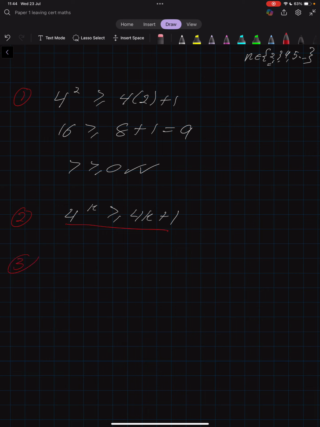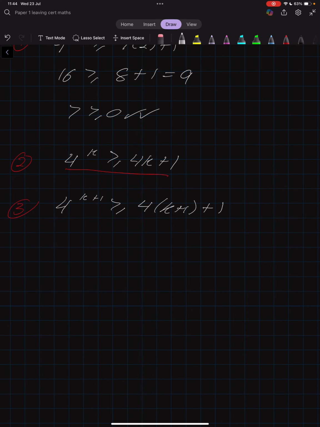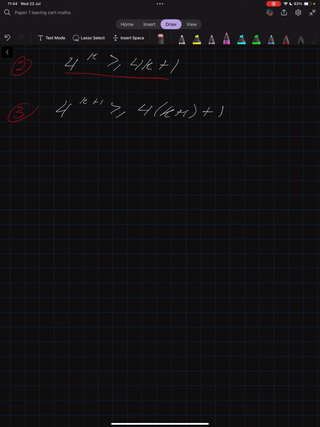Third step, because this is true, I need to show that 4 to the power of k plus 1 is greater than or equal to 4 times (k plus 1) plus 1, like this. Okay? Now, these inequalities are quite hard. I'm going to do a quick little example: if A is greater than or equal to B, which is greater than or equal to C, then this means that A is greater than or equal to C.